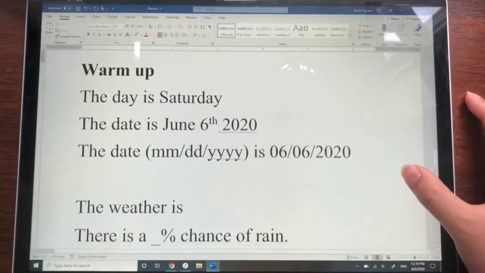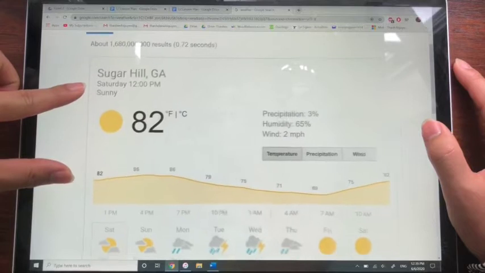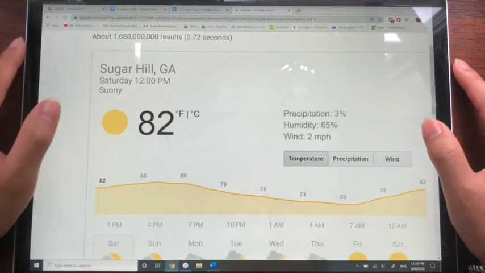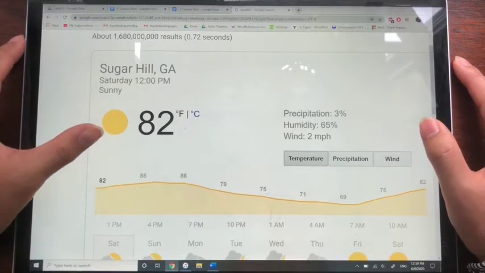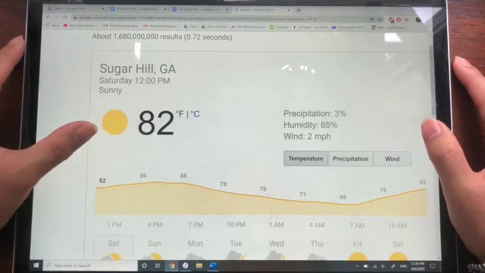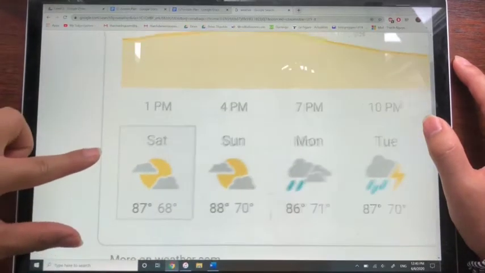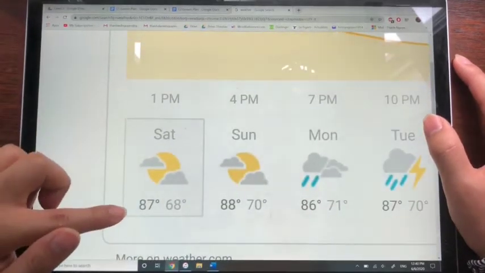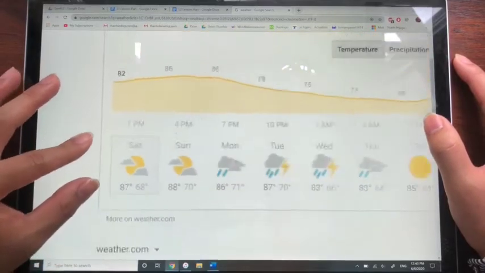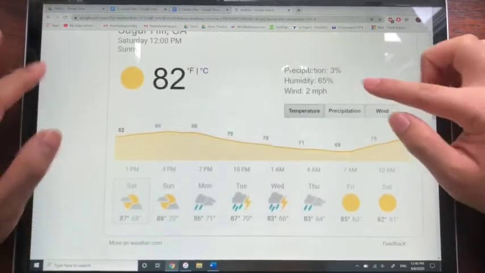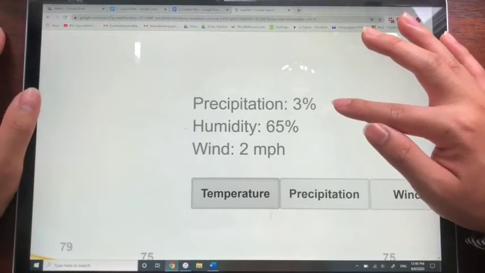Okay. The weather. Let's look at the weather. Right now it is Saturday at 12 p.m., so 12 in the afternoon. The weather is sunny. The current temperature is 82 degrees Fahrenheit. If we look at the daily forecast, we can see that the high temperature for today is 87 and the low temperature is 68 degrees. The precipitation, or the chance of rain, is 3%.